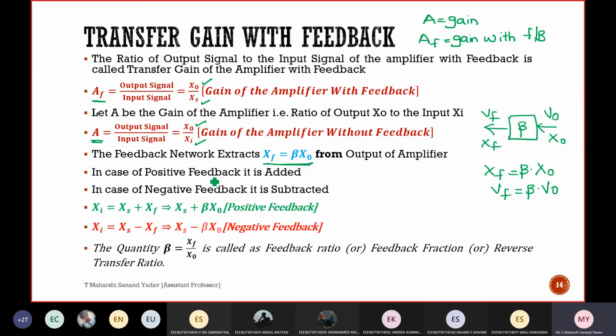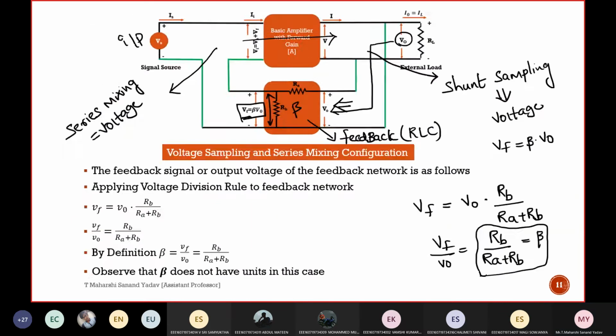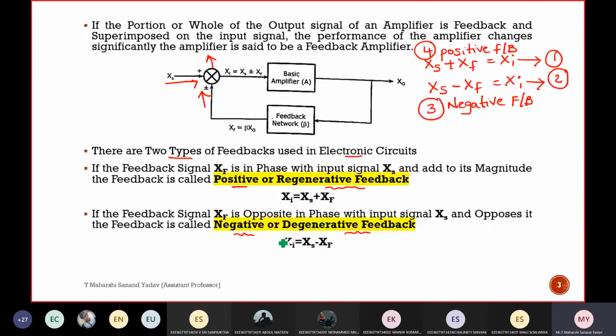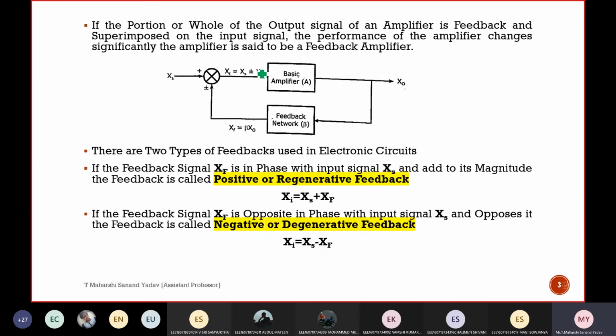Right. Next, in case of positive feedback, just now we have seen, it is added. In case of negative feedback, it is subtracted. So that's why Xi can be written as XS plus XF. See here, positive feedback and negative feedback. So here Xi is nothing but XS plus XF. If it is positive, I should add. If it is negative, I need to subtract.